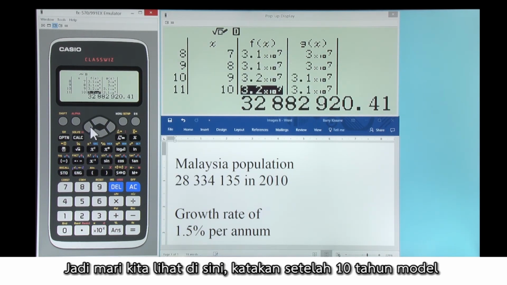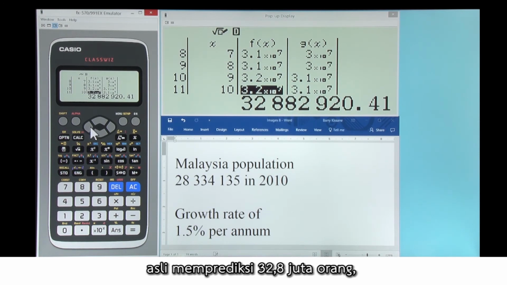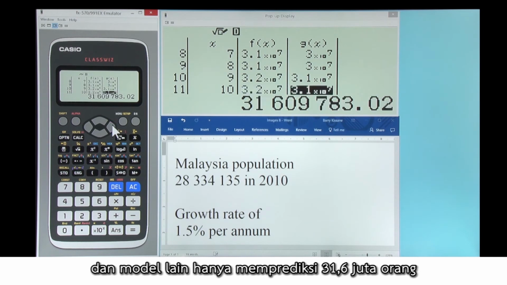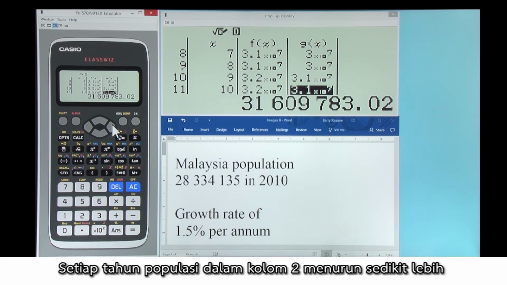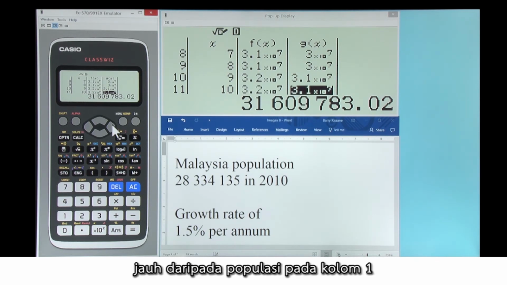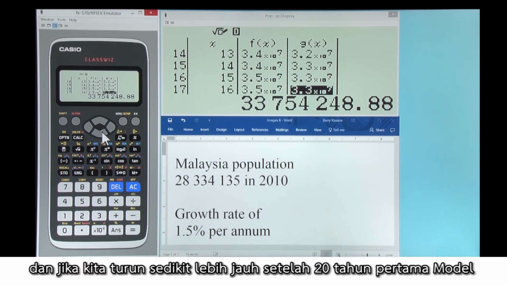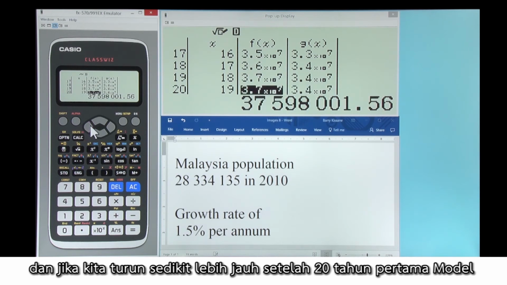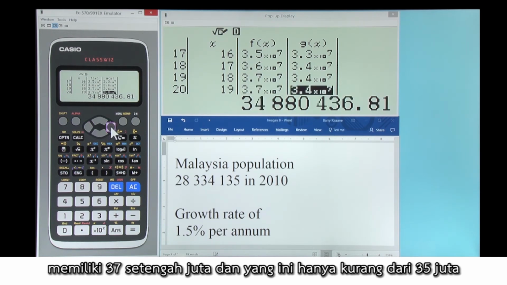Say after 10 years, the original model predicts 32.8 million people, and the other model predicts only 31.6 million people. Each year the population in column 2 falls a little bit further behind the population in column 1. And if we go down a bit further, after 20 years, the first model has 37.5 million and this one is only less than 35 million.